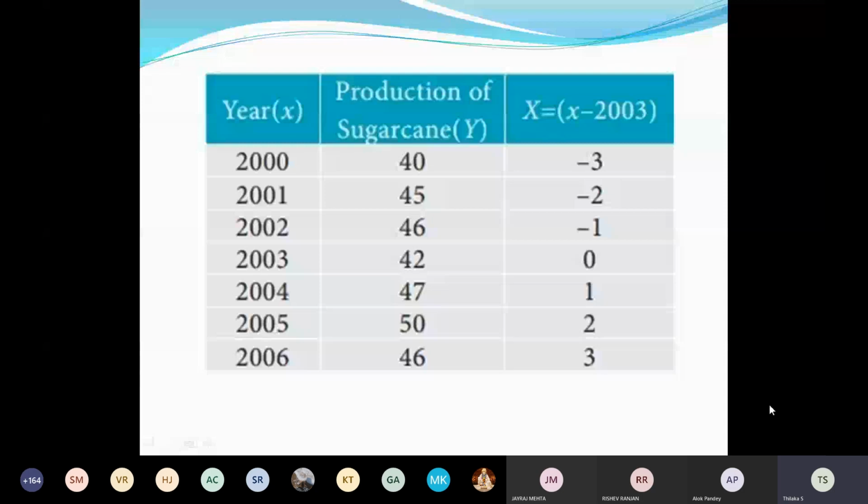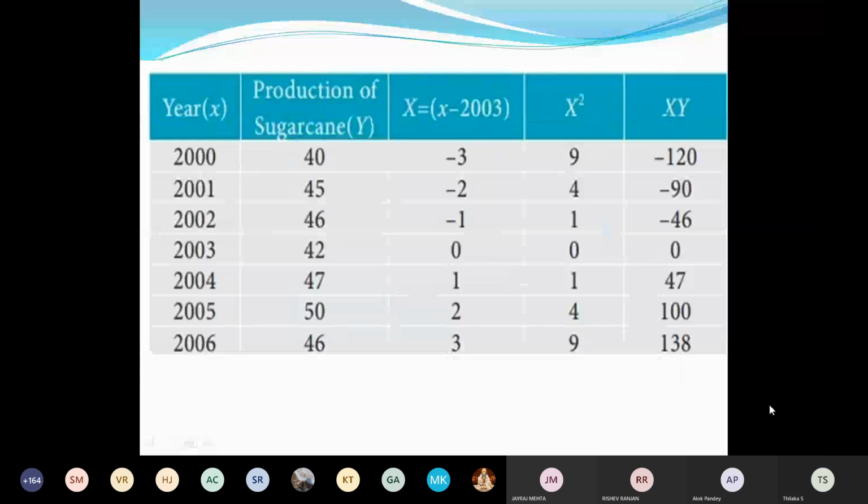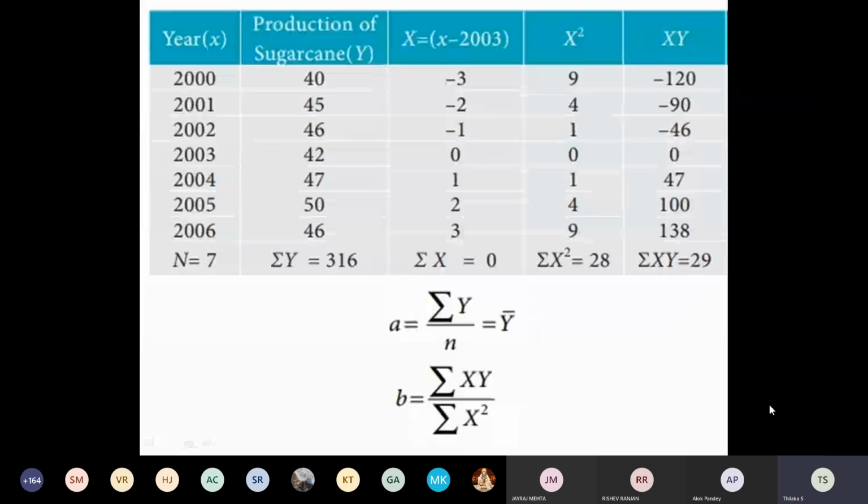So you have to give the values for the time, and next the square value of the time, and also the product of x and y. Y was the variable which was given, and the capital X is the time period which we assigned. So you have to calculate the product of the time period x and the variable y. With these details, you have to calculate the constants a and b.